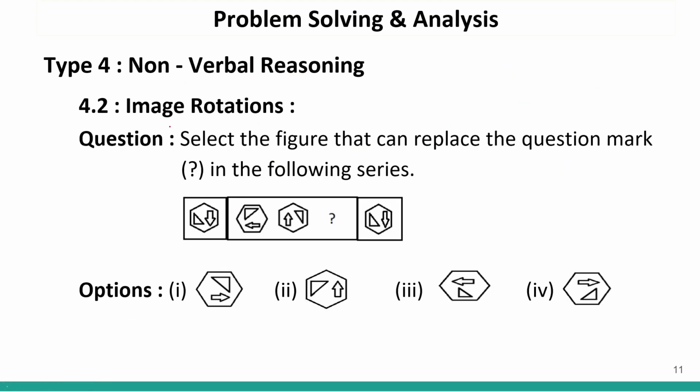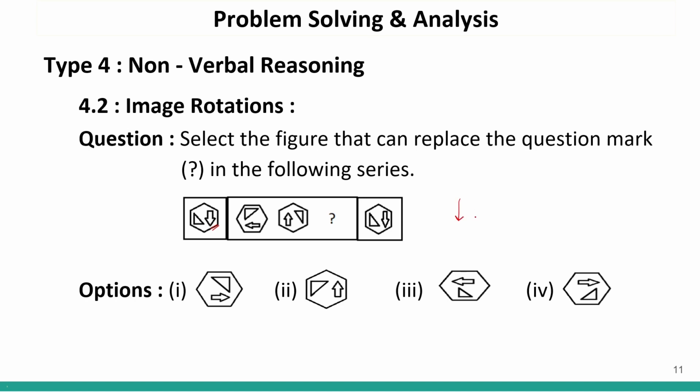Okay. The second thing is image rotation. Image rotation, basically image is being rotated very easily. Now, if again 5 images are given to us, 1, 2, 3, 4 and 5, whereas 4 is missing and we have to find the image for the 4th one. Now, if you look at this image, we have a hexagon. And the hexagon is also rotating and this sign is also rotating. Let us look at only one sign. Let us look at this arrow first.